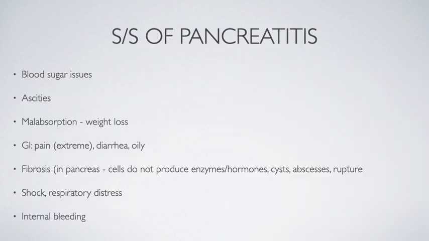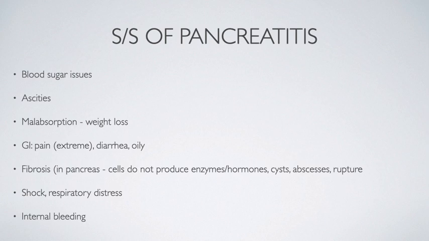The signs and symptoms of pancreatitis: blood sugar issues. Why? Because you are probably having some problem with insulin secretion. Insulin is not reaching your small intestine. It can't facilitate the absorption of glucose into the bloodstream, into the cell. So you're going to have high blood sugar.